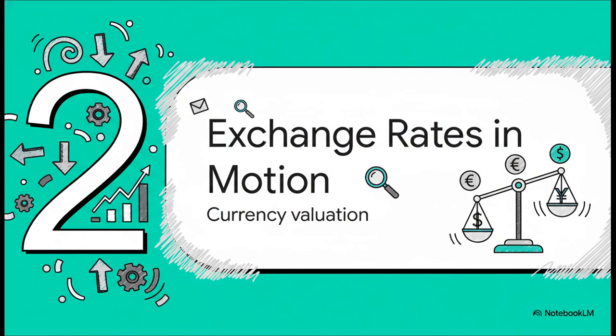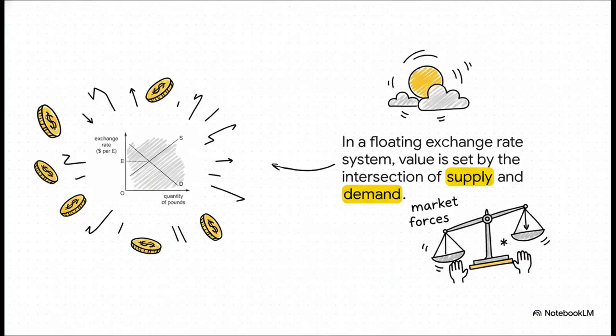Now let's get into the really dynamic stuff. What actually makes currency values move up and down. Section 2, exchange rates in motion. We're going to look at the mechanics behind it all. Question 2 brings us to the most fundamental principle of a floating exchange rate. And this graph shows it perfectly.